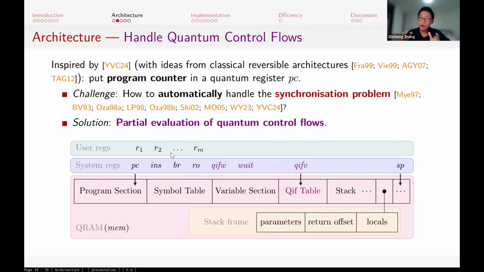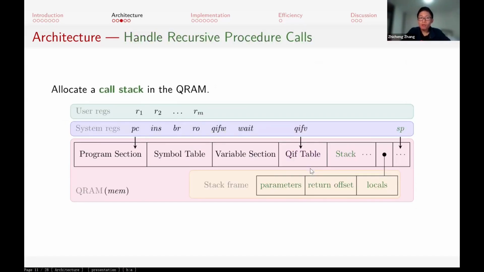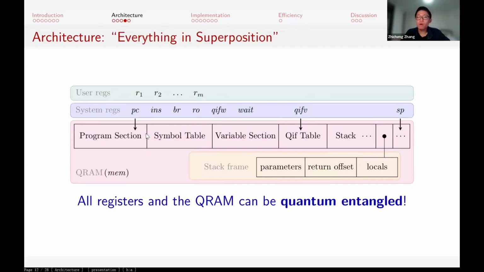So our solution is a partial evaluation of quantum control flows and generate a data structure called QIF table, which will be loaded into the QRAM and used in superposition during the execution. We also designed 3 system registers and corresponding mechanisms for this to be done. Now, to handle recursive procedure calls, we just allocate a call stack in the QRAM, like in the classical case. One important thing to note is everything in the quantum register machine can be in the quantum superposition state. That means all registers and the QRAM can be quantum entangled.